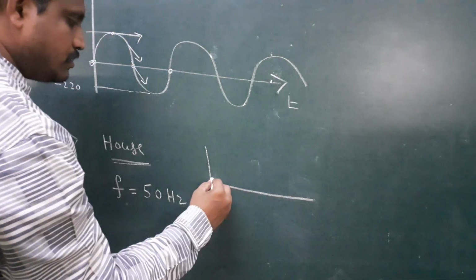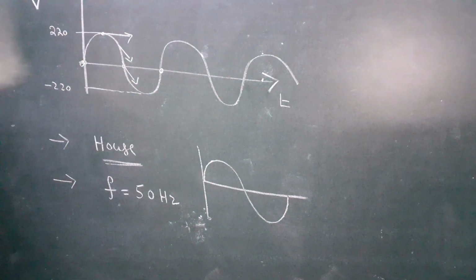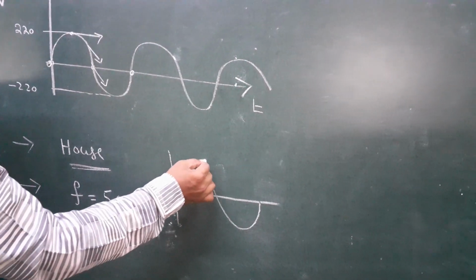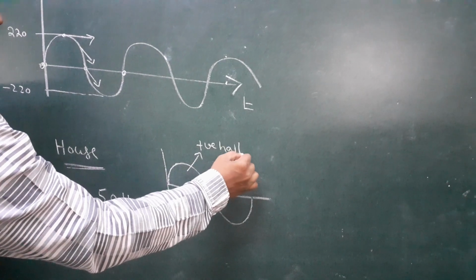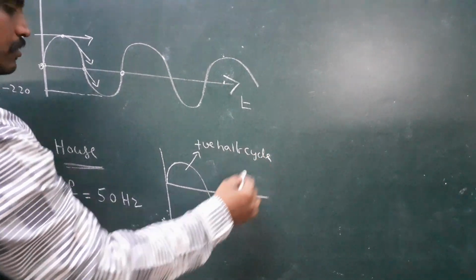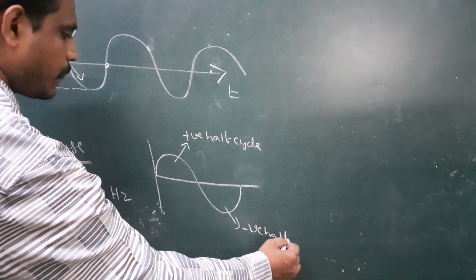Okay, this is the graph, nana. Here this is called cycle, nana. This is called positive half cycle, positive half cycle. This is called negative half cycle, nana.